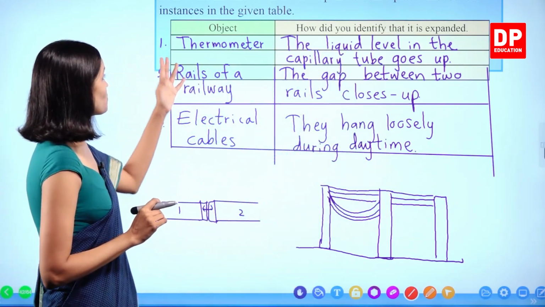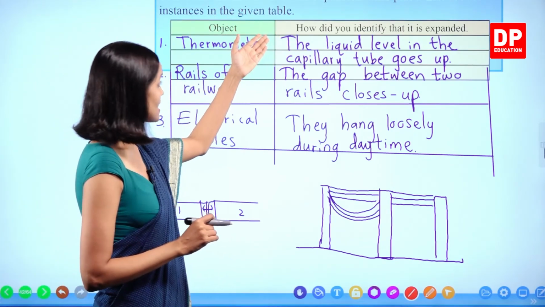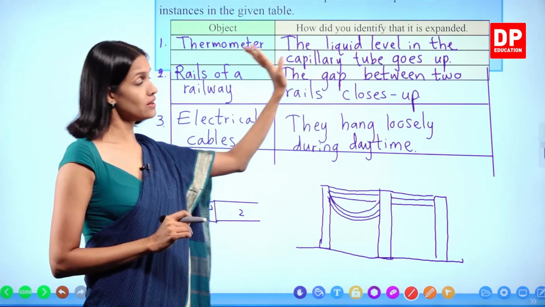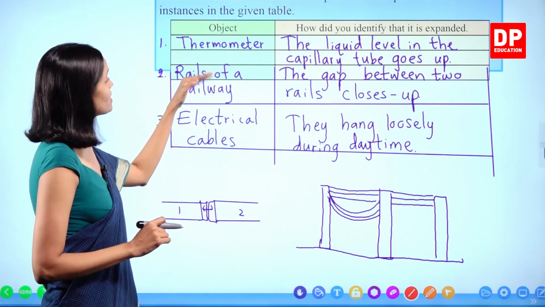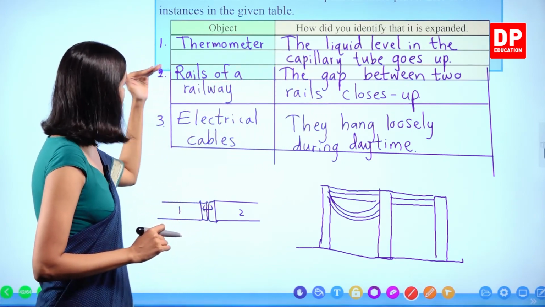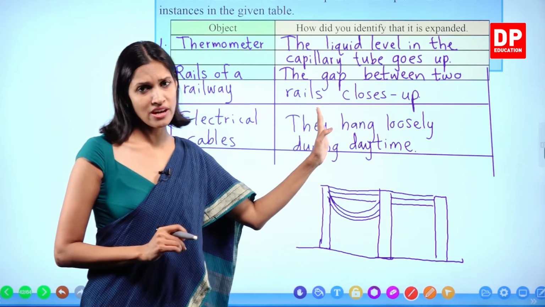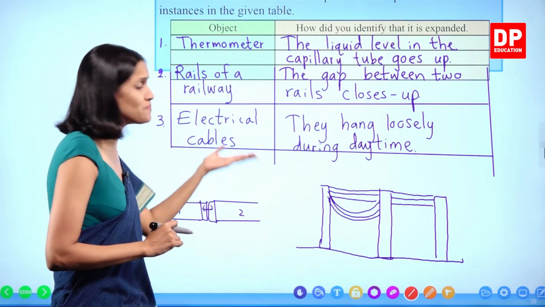Right? Thermometer, how did you identify that it is expanded? The liquid level inside the capillary tube goes up. Right? Rails of a railway, the gap between two rails closes up. Okay? Electrical cables, they hang loosely during daytime. Right? So you can write other examples as well.